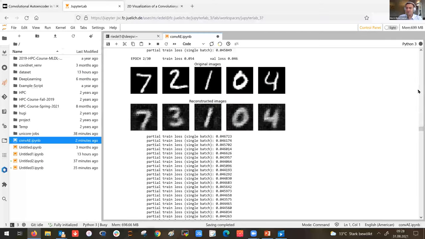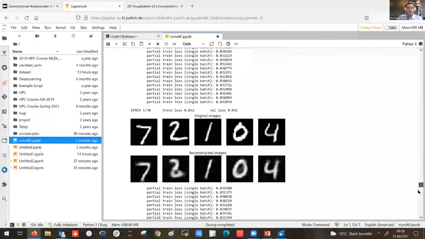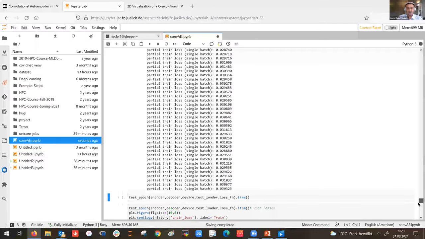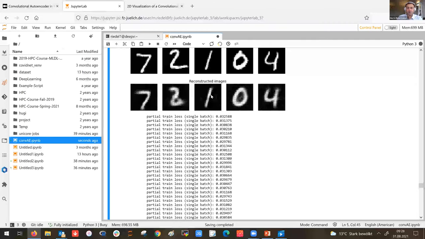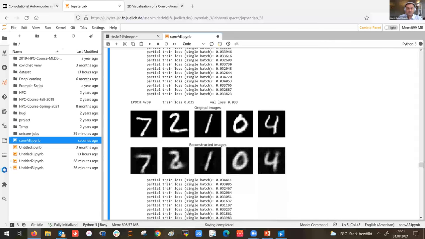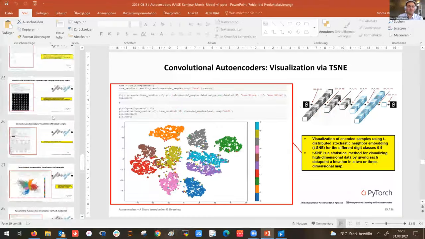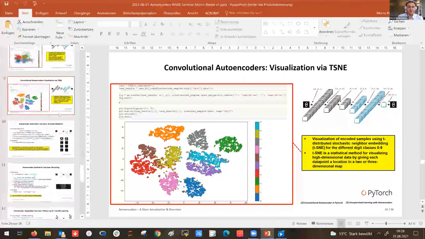Obviously, we don't have many epochs done with the GPU, but at least you see that the results are getting better. The output of the reconstructed images is getting better and better. And of course, now when we switch to the slides, how it would look after 30 epochs. Let me just come back to this. We have then essentially, where is it?